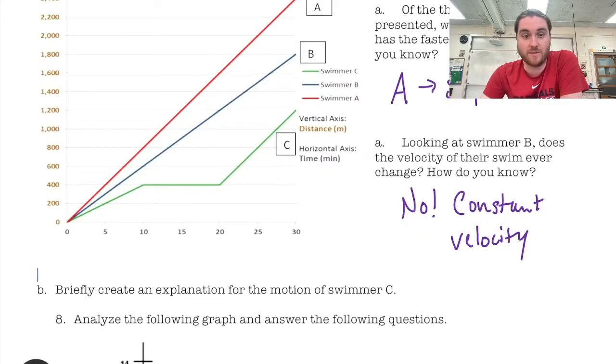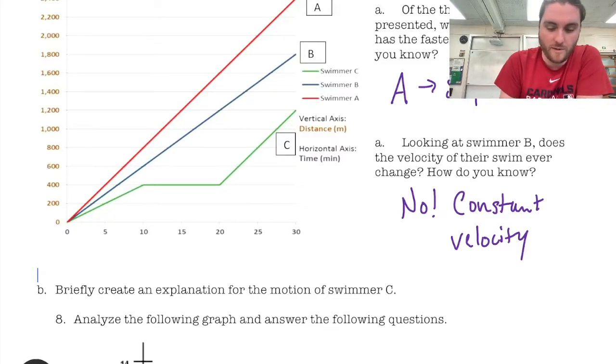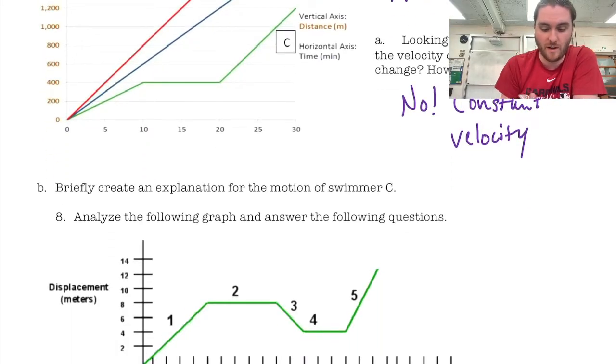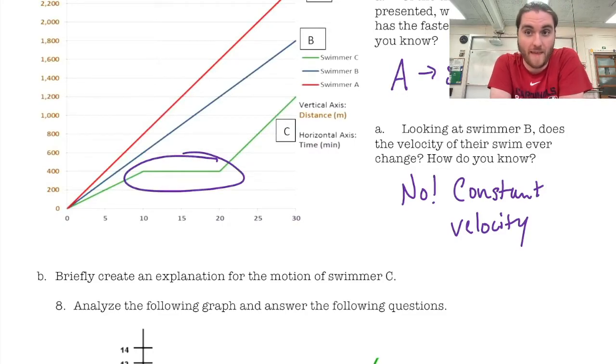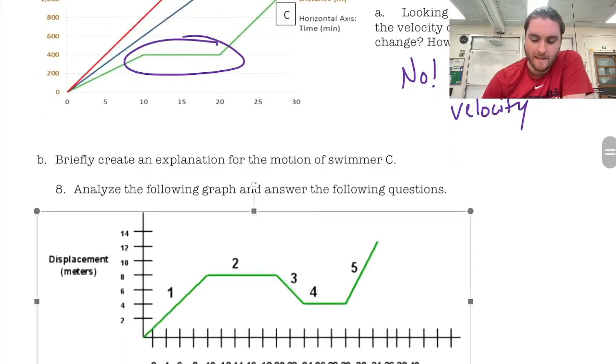My next question is to briefly describe an explanation for swimmer C. The main reason I want you to be able to describe an explanation is that if we look at this portion right here on the graph, it means the swimmer is not moving. So I would say something like the swimmer traveled 400 meters in 10 minutes. Of course, traveling 400 meters is not easy, so they got tired. They waited for an additional 10 minutes just to catch their breath, and then swam faster at the end with a steeper slope up until 30 minutes. Something of the sort.